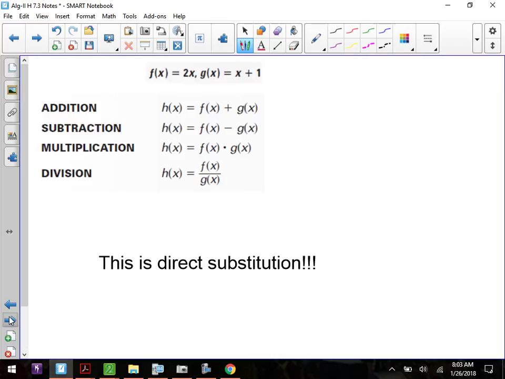So don't write all this out, but we can take the two functions, an f of x and a g of x, and combine them to generate a different function, just by direct substitution. I could take two functions and add them together, 2x plus x plus 1, and if I put them together, what do you get?